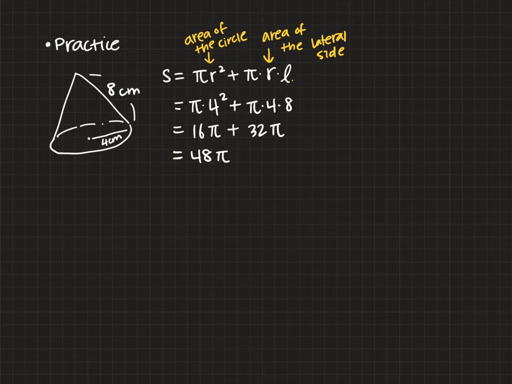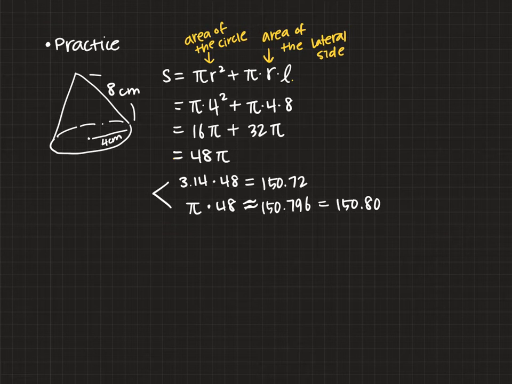My last step is to work on 48 times pi. You can either use, like I said, 3.14 or the pi symbol. If you use 3.14 times 48, it's going to give you 150.72. And if you use the actual pi symbol, you're going to have 150.796, so I'm just going to round it up to 150.80. And you'll have to make sure you include centimeters squared for your final answer.